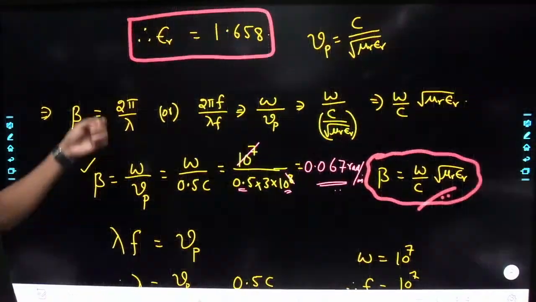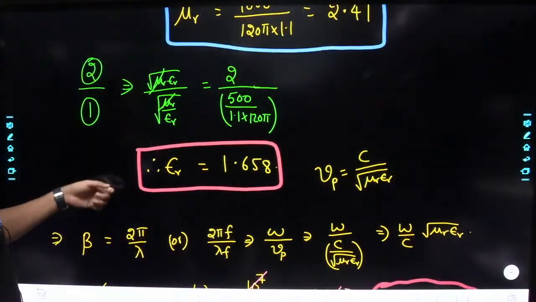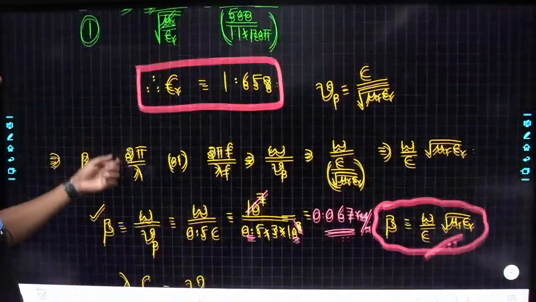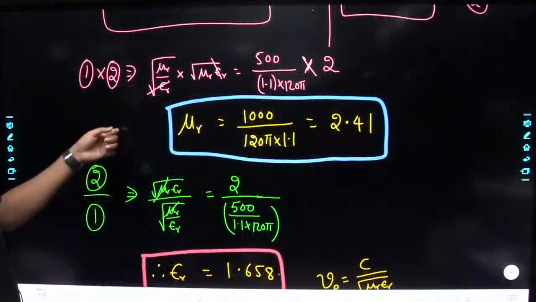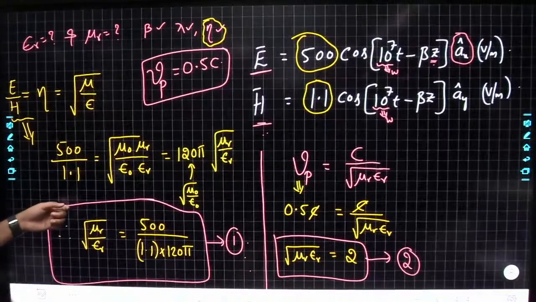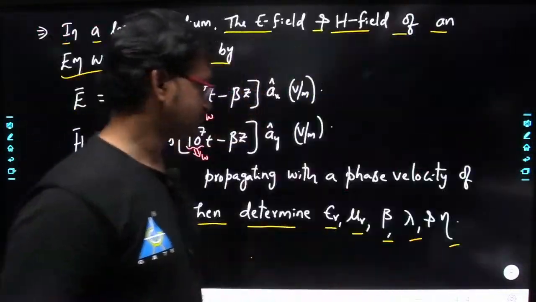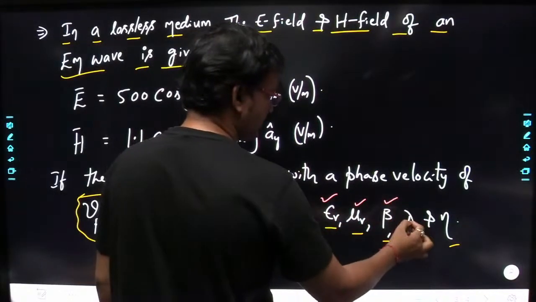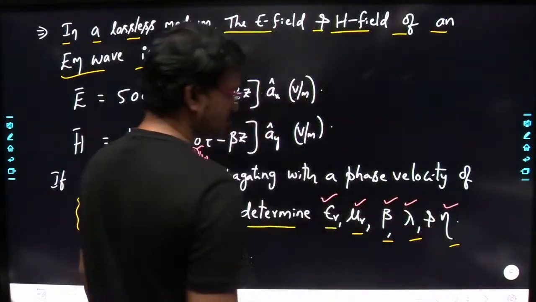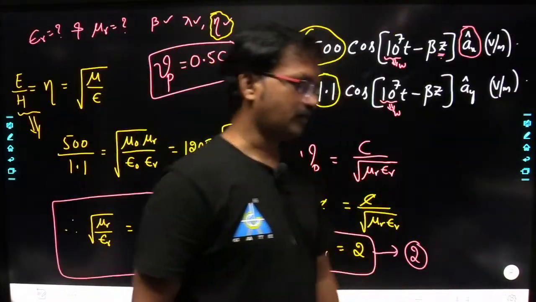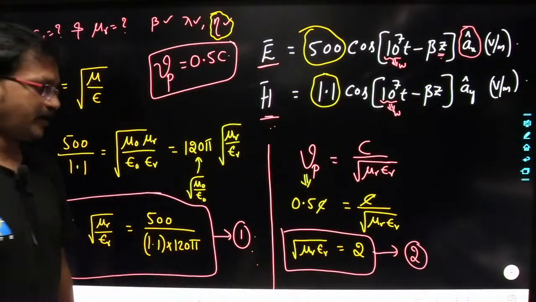So we have determined the lambda value, epsilon r value, mu r value, and beta value. I think we have determined all the values here. Epsilon r we have determined, mu r also, beta also, lambda also, and eta value is also determined. So with this we have completed this problem. Next problem here.